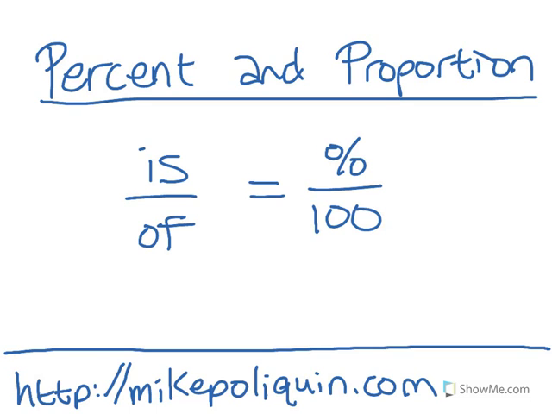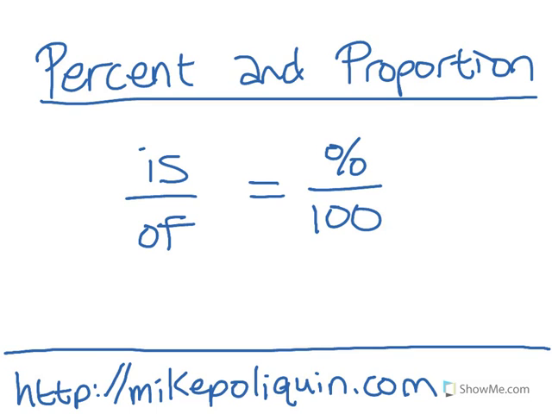In each case, one of the key numbers will be missing. We're going to discover that number. That's how we answer the problem. The formula in front of you is "is over of equals percent over 100." It is a formula I use simply to organize the reading comprehension process for percent word problems, particularly the short ones, often presented on assessments as just one sentence.